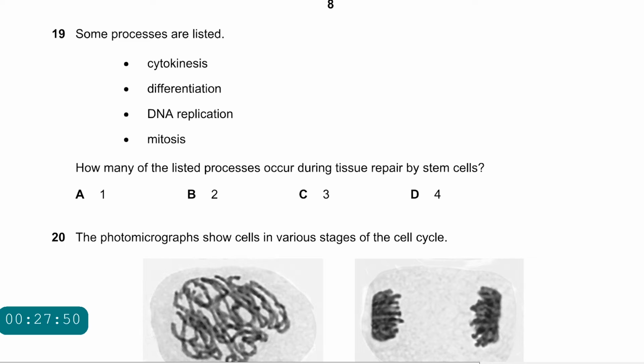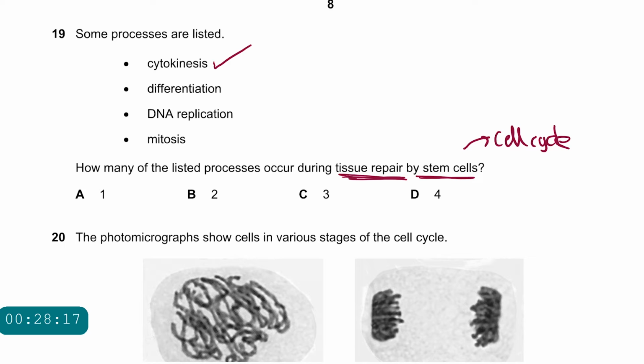Processes are listed: cytokinesis, differentiation, DNA replication, and mitosis. How many of the listed processes occur during tissue repair by stem cells? First of all, for stem cells to do tissue repair, they have to divide. Divide how? By undergoing the cell cycle. Now, the cell cycle includes cytokinesis, and it's the stage that comes after mitosis. Differentiation is the ability to divide into any type of cell. This is correct, and that's how it actually repairs the tissue.